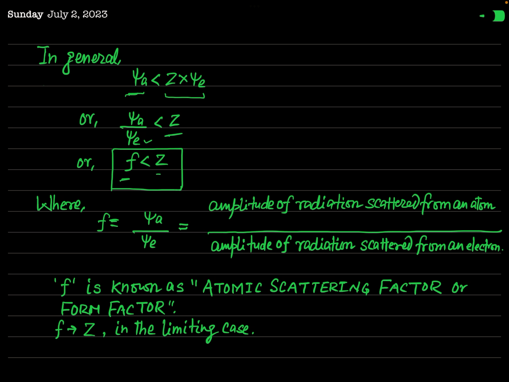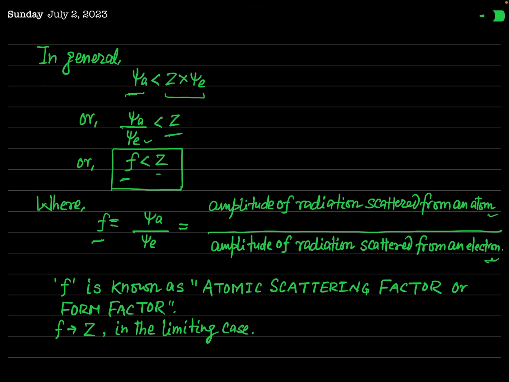Actually, this atomic scattering factor or form factor is defined as the ratio of the amplitude of radiation or X-ray scattered from an atom to the amplitude of radiation scattered from an electron. So when you divide the amplitude of radiation scattered from the atom as a whole by the amplitude of radiation scattered from a single electron, the number obtained is denoted by the symbol F, and this ratio is called the atomic scattering factor or form factor.